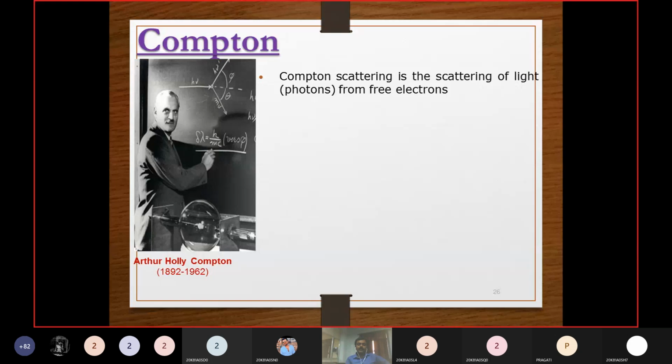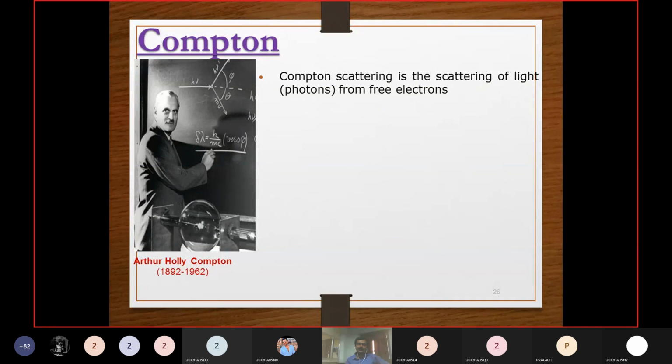So now we will start the Compton effect. According to the classical theory, light behaves like only wave nature. By using wave nature, we can't explain the Compton effect. That's why, according to the quantum theory, light behaves with dual nature, that is wave as well as particle nature. By using the particle nature of light, we explain the Compton effect.